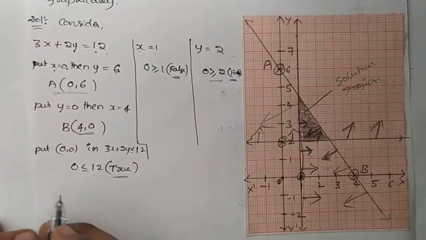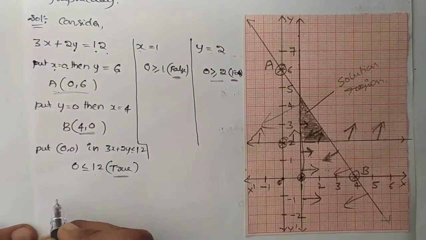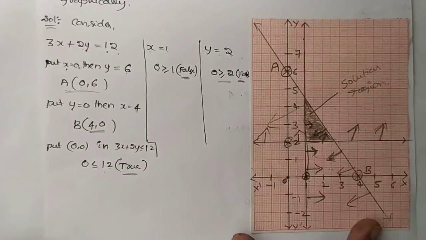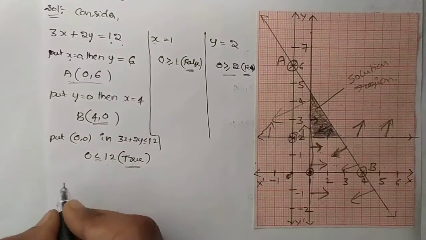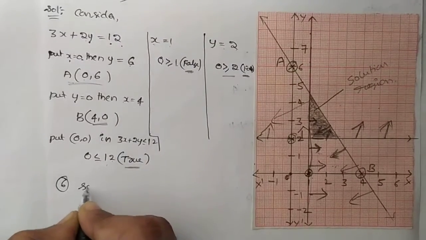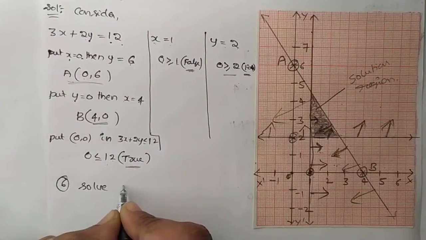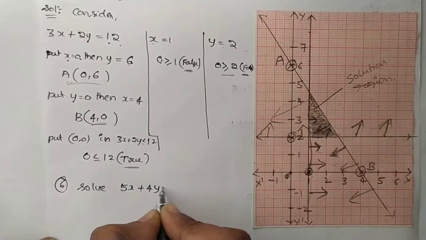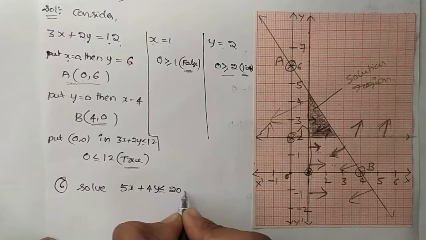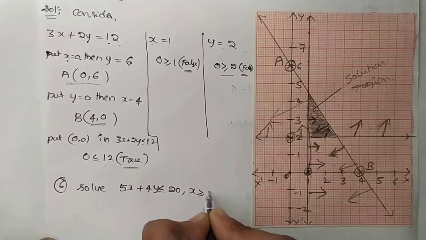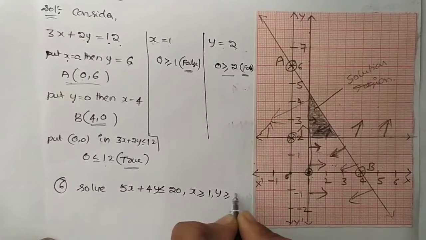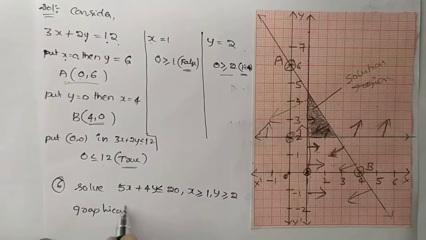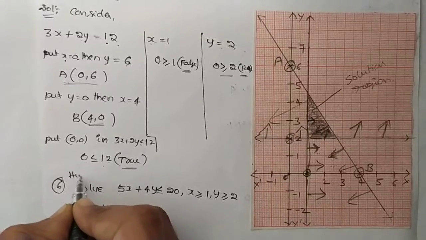Next question will be homework for you. Solve 5x plus 4y is less than or equal to 20, x is greater than or equal to 1, y is greater than or equal to 2 graphically. It is homework for you.